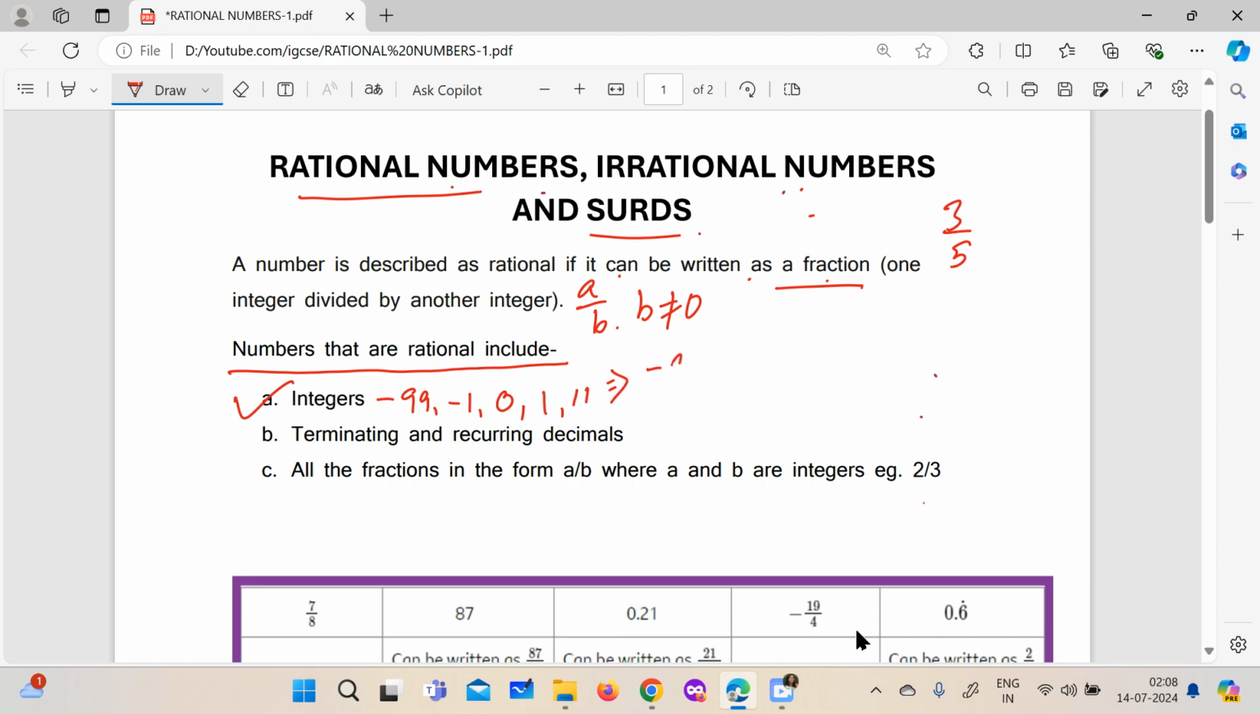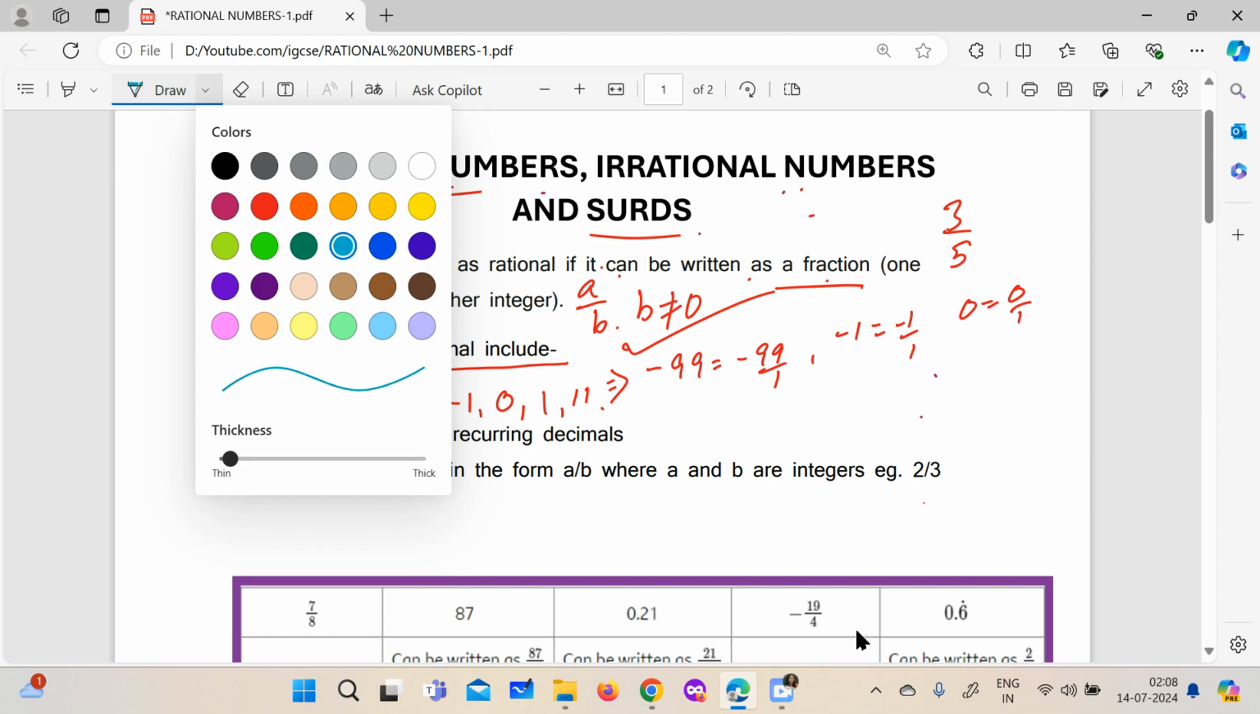minus 99 can be written as minus 99 over 1. Minus 1 can be written as minus 1 over 1. Okay, 0 can also be written as 0 over 1. 1 is also 1 over 1. 11 is also 11 over 1. So they take the form a over b where b is not equal to 0. That's why we can include all integers as rational numbers. I hope this is clear to everyone.